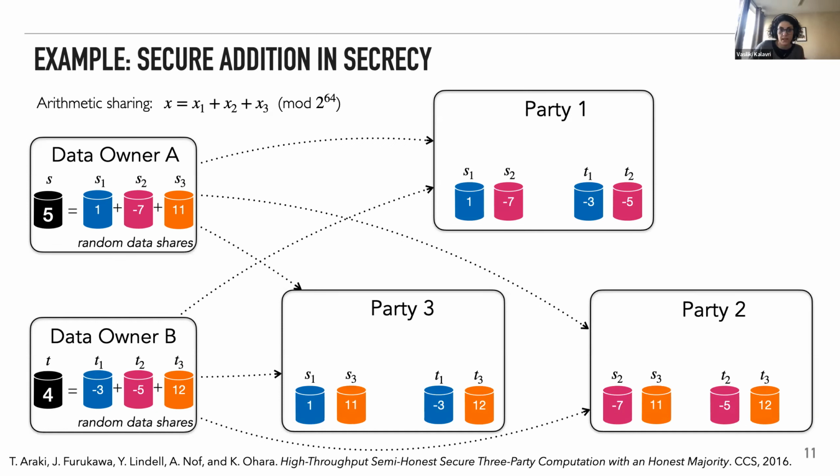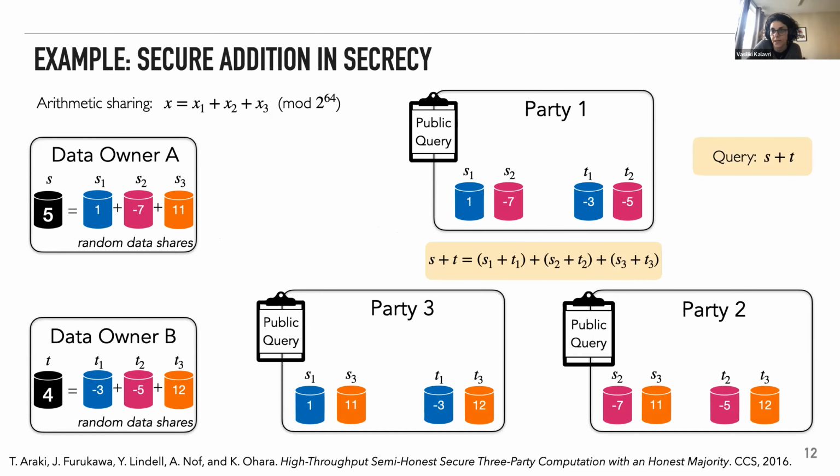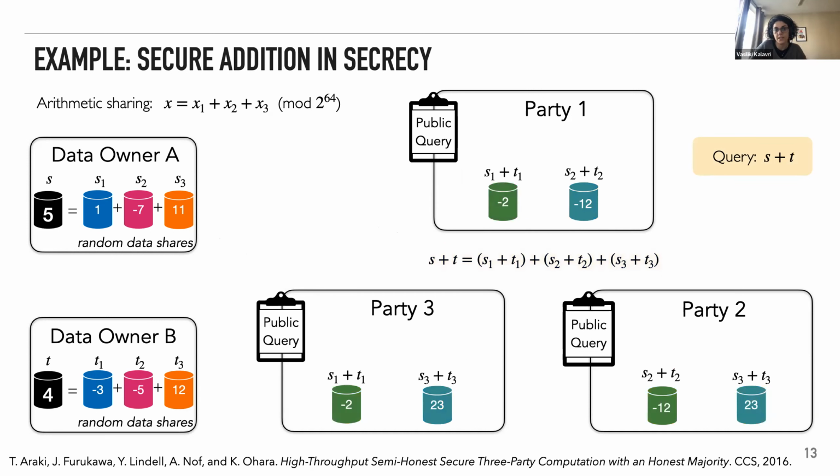Using those random numbers, the parties can locally sum up their pieces, and they will end up with a secret sharing of the result. So they will have 2 random numbers that are pieces of the final result of the sum, right? This is Secrecy's protocol. It's a replicated secret sharing protocol, meaning that each party on its own cannot reconstruct the data. If 2 parties collude, they can reconstruct the original data.